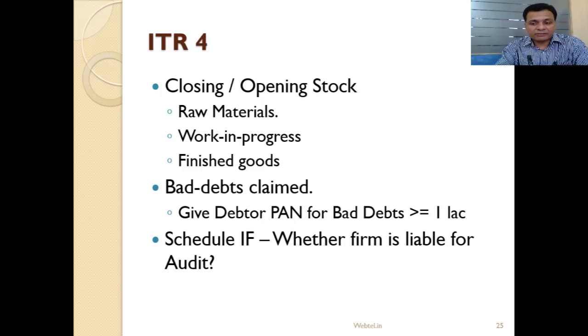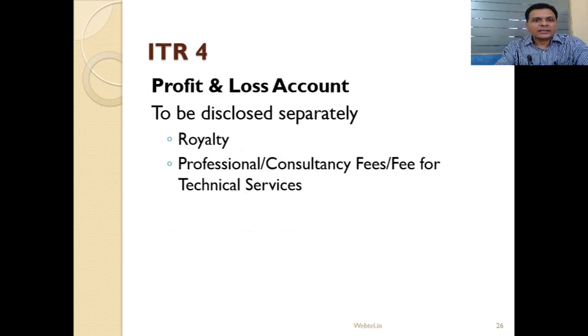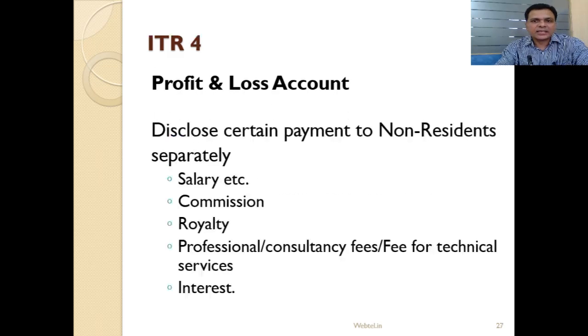Schedule IF, information about the firm. You also have to mention whether the firm is liable for audit, so that we can know whether your return is to go by 31st of July or 30th of September. Then in the profit and loss account in ITR 4, you have to disclose separately royalty, professional consultancy fee for technical services, and also disclose certain payments to non-residents separately.